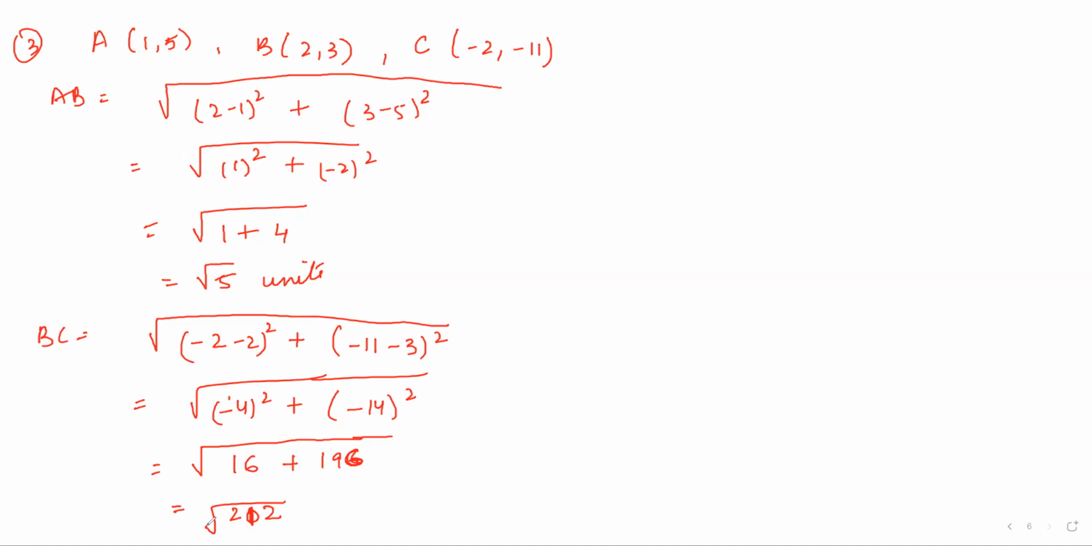Now you can see, Martin, 212 is an even number, isn't it? Yes, ma'am. So that means there is a factor of 2 here. So we will do prime factorization and check. 212 is 2 into 106, then again 2 into 53. Now 53 is a prime number. So that means 2 can come outside because you have a pair. So this will be 2 under root of 53 units. Fine.